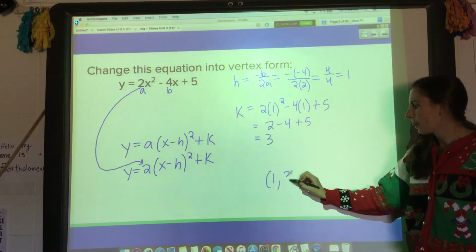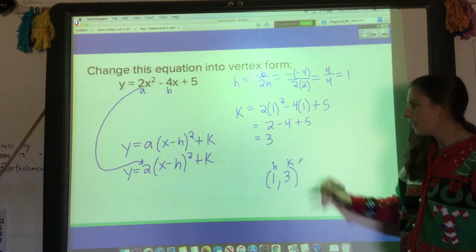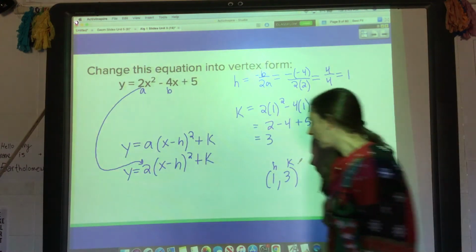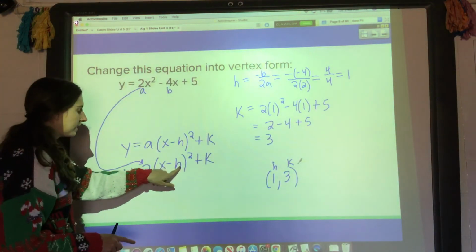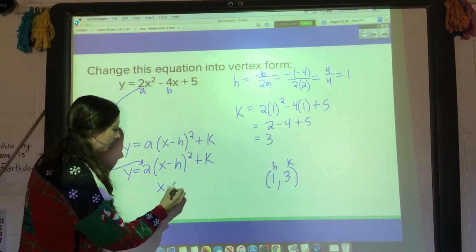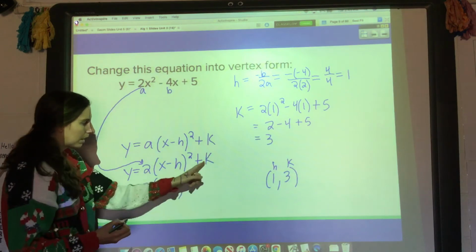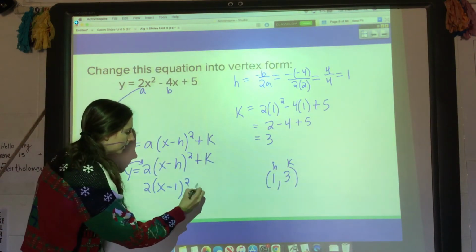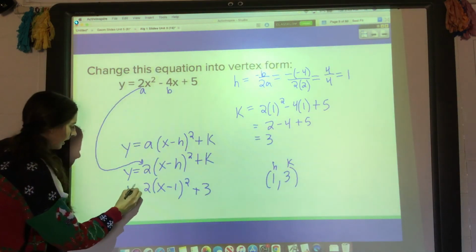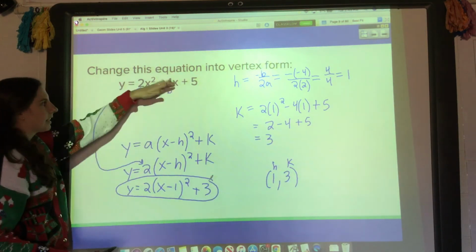Okay, so that's my vertex. This is h, this is k. I'm just going to put those into the formula. It's x minus h, so it's going to be x minus 1 squared, with the 2 in front, and then plus k, so plus 3 in the end. That is my equation in vertex form rather than in standard form.